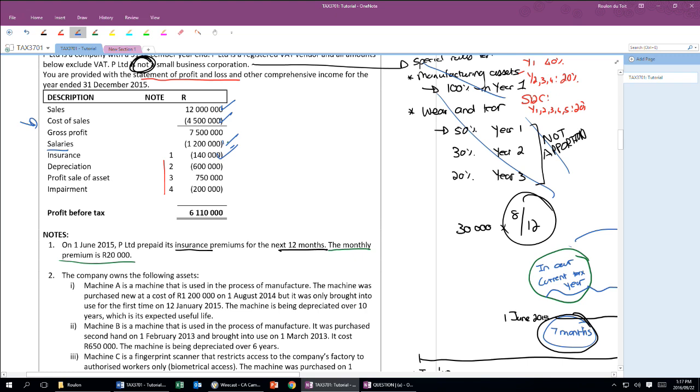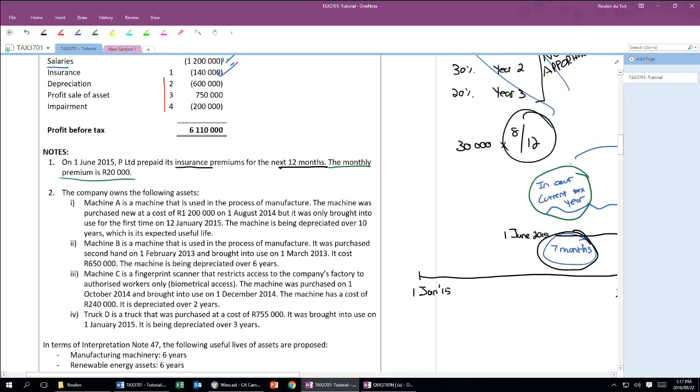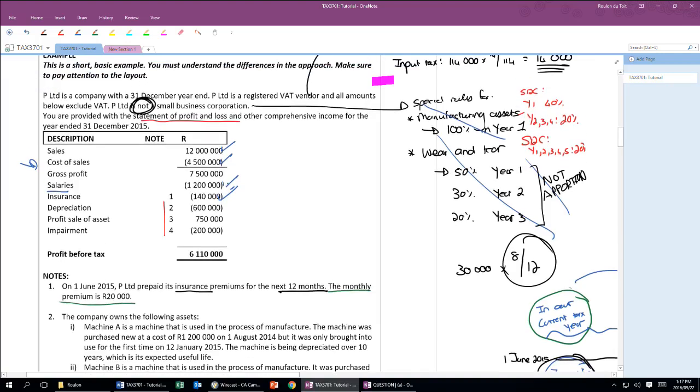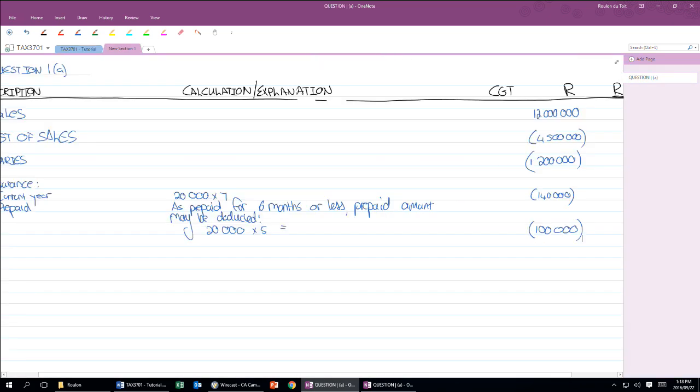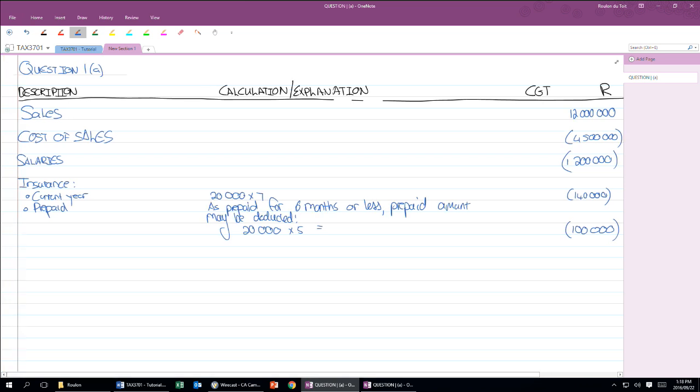Next up is depreciation, note number 2, and they provide us with a couple of assets. Now the first thing we can do, we can start right away, is to look at that depreciation amount of 600,000 rands. And what do we know about depreciation? Depreciation is an accounting entry. It is not a tax entry. So depreciation, please make that comment for your marker.